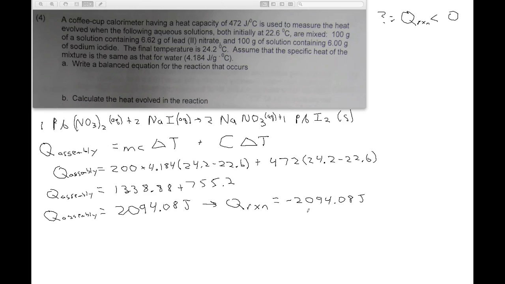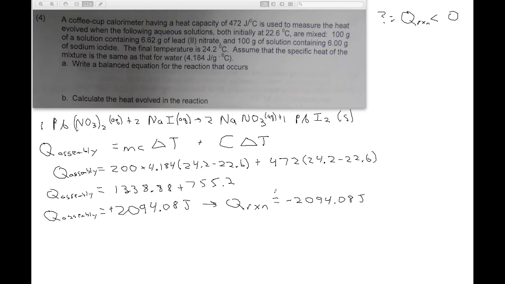Okay, good. So is the calorimeter assembly absorbing or releasing heat? It's absorbing it. How much heat is it absorbing? Positive 2094 joules. Where is it getting that heat from? The reaction. So how much heat is the reaction releasing? The same, but negative. Right. Okay, good.